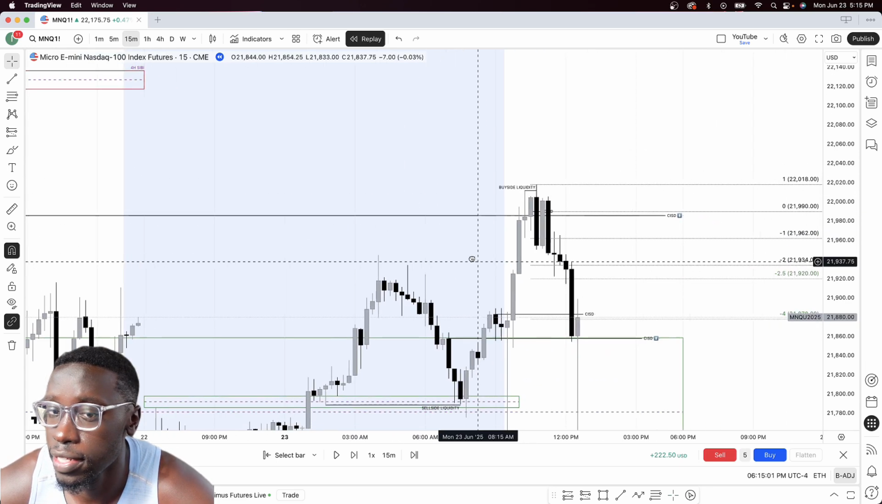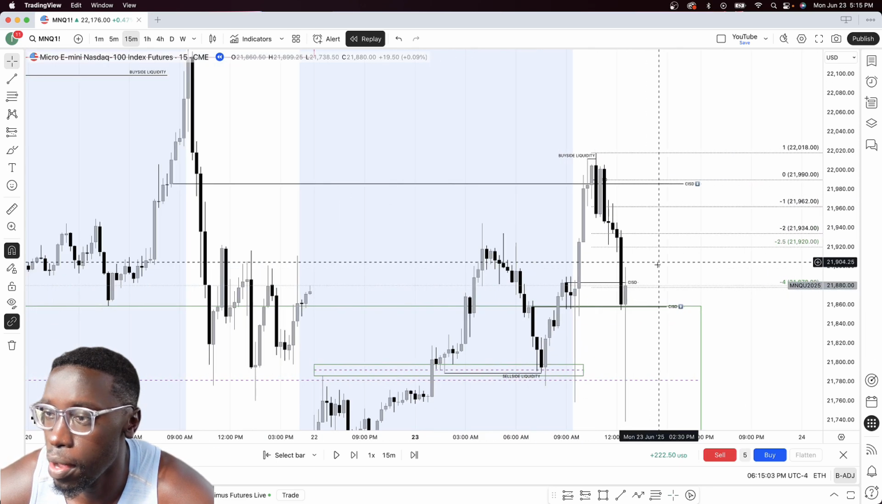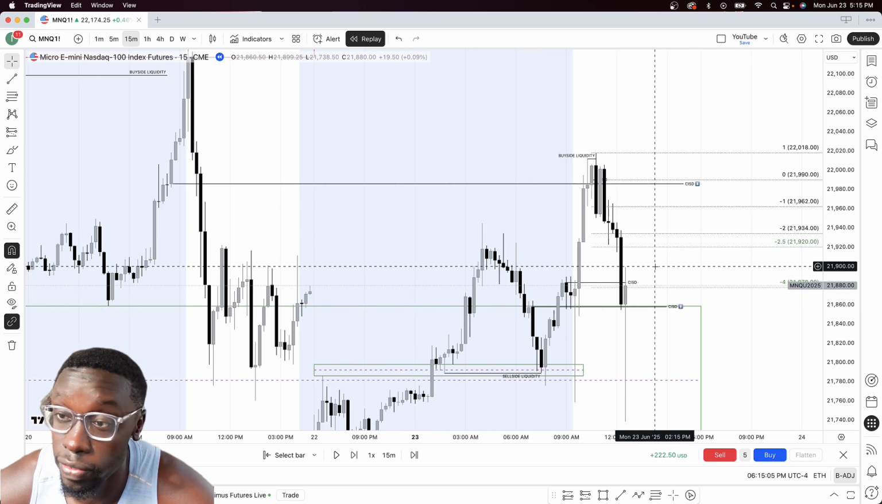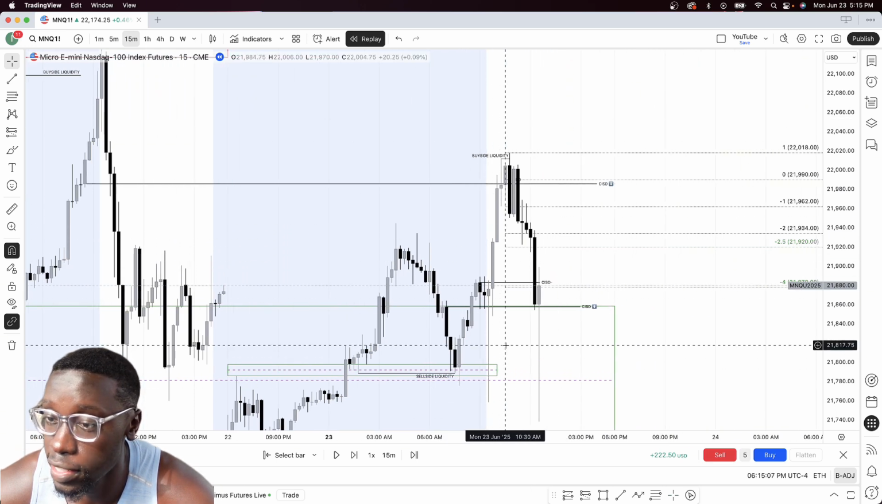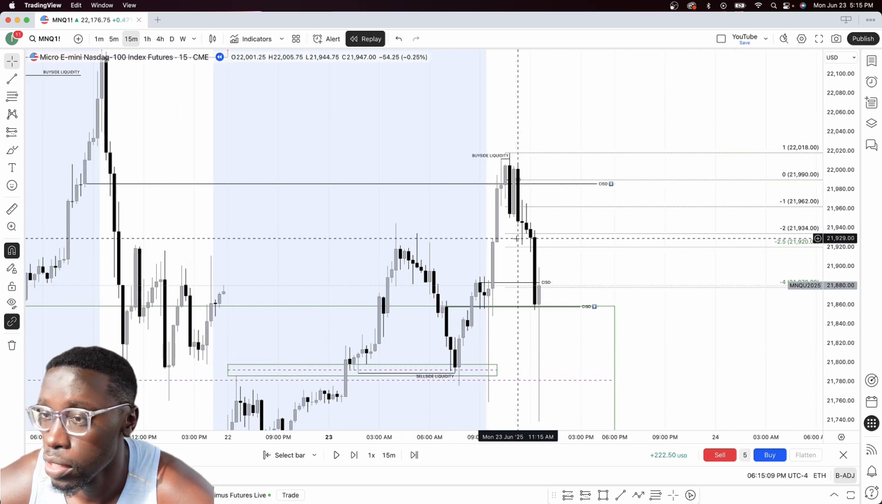So that's the trade I took today. That's ultimately what I'm looking for every single day. This is a great day of price action. Although I got stopped out earlier, still a great day.